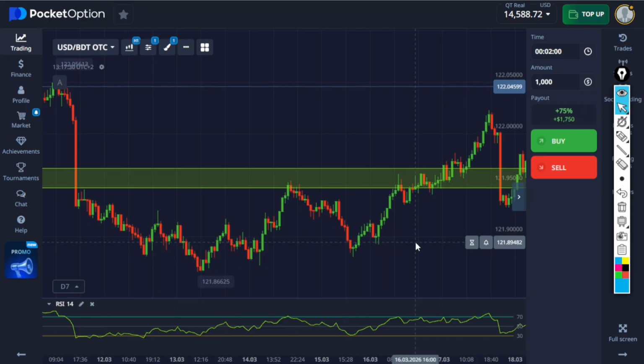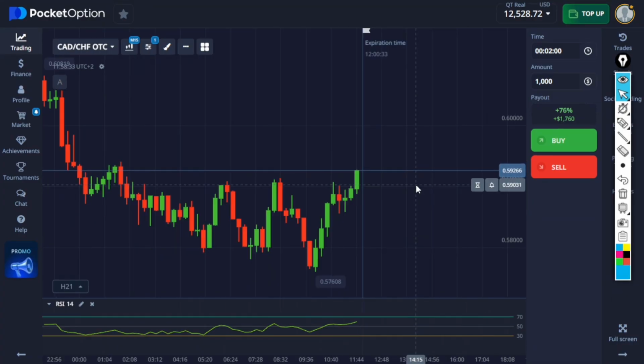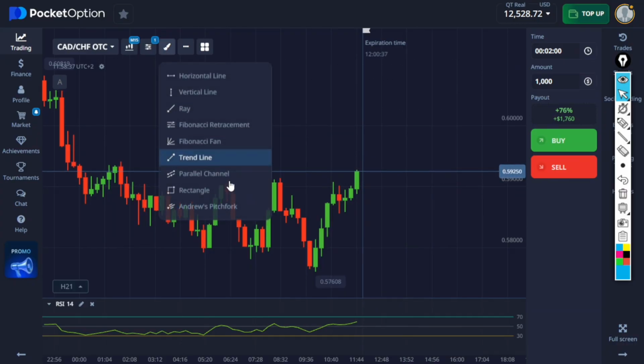Next up, we're going to take a look at some examples of how we can take trades off support and resistance zones using the RSI and breaks of structure combo. Let's get into it. All right, so right in front of us here, we have clear support and clear resistance.